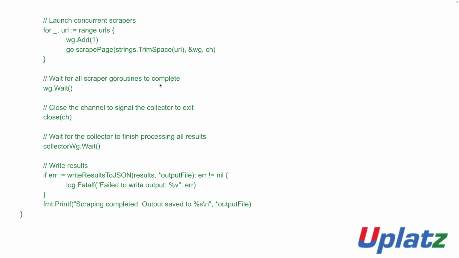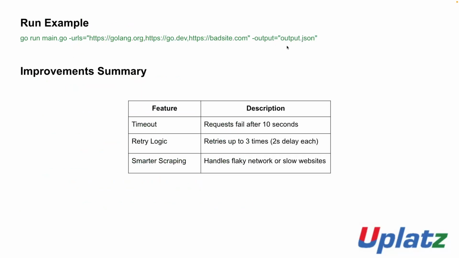Wait for all scraper goroutines to complete: wg.Wait(). Now close the channel to signal the collector to exit. Now wait for the collector to finish processing all results: collectedWG.Wait(). Now write the results just like the previous one. Run this example. The improvement summary is this.